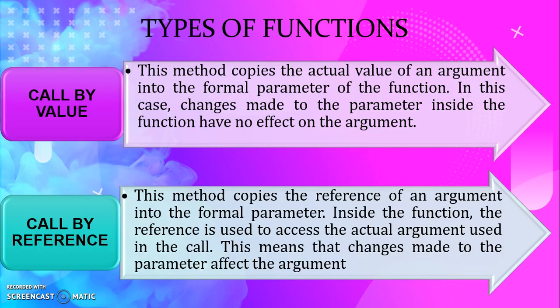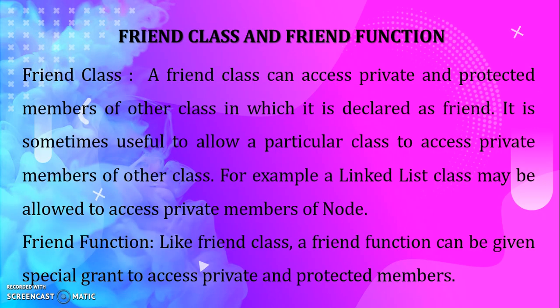Types of function: call by value. This method copies the actual value of an argument into the formal parameters of the function. In this case, changes made to parameters inside the function have no effect on the argument. Call by reference. This method copies the reference of an argument into the formal parameters inside the function. The reference is used to access the actual argument used in the call. This means that changes made to parameters affect the argument.